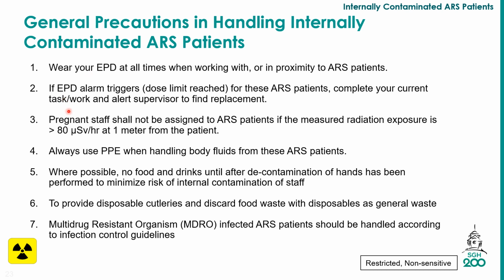If the EPD alarm rings when it reaches 1 millisievert of radiation during your shift, what you need to do is finish up your tasks for that particular patient, and then alert your supervisor to find a replacement staff to look after that same patient. Pregnant staff shall not be assigned to manage these ARS internally contaminated casualties if the radiation exposure is high. And what level is that? Well, if it is greater than 80 microsievert of radiation at 1 hour, at 1 meter away from the patient.